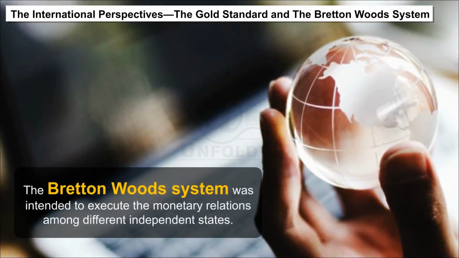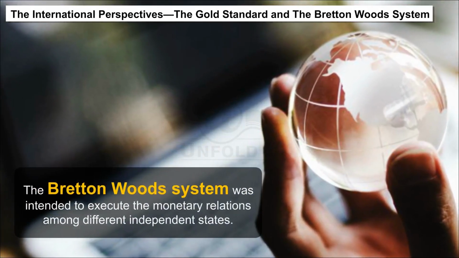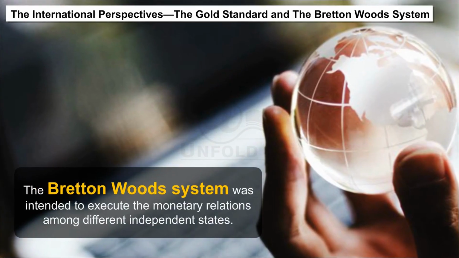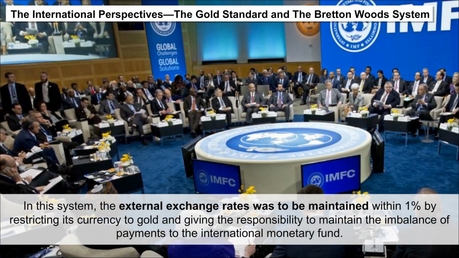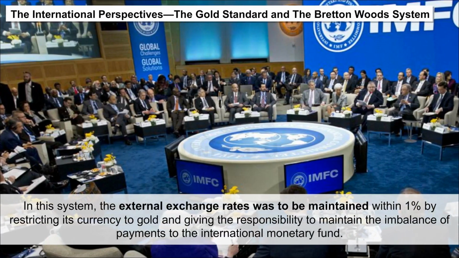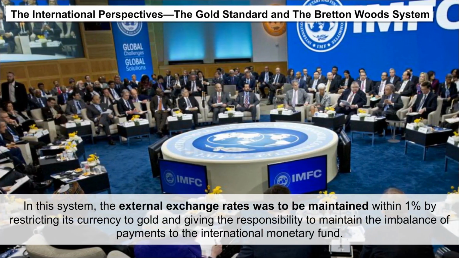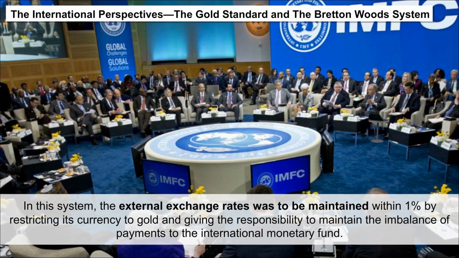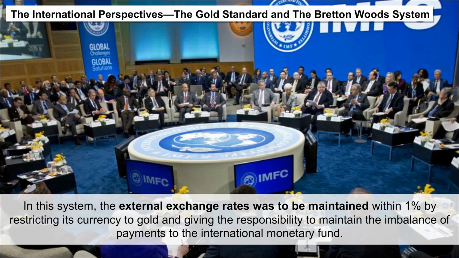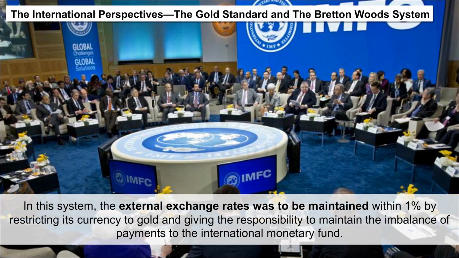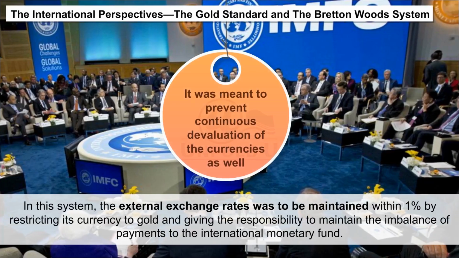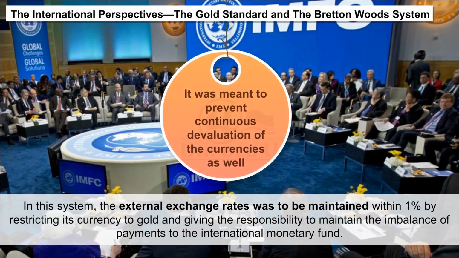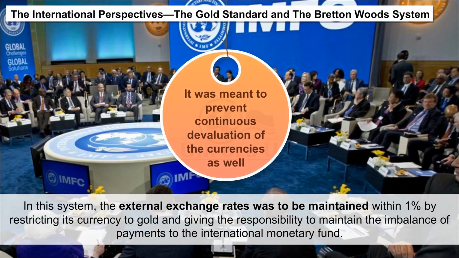The Bretton Woods system was intended to govern monetary relations among different independent states. In this system, external exchange rates were to be maintained within 1% by pegging each currency to gold and giving the responsibility of correcting payment imbalances to the International Monetary Fund. It was meant to prevent continuous devaluation of the currencies as well.